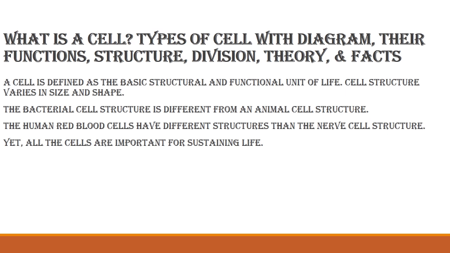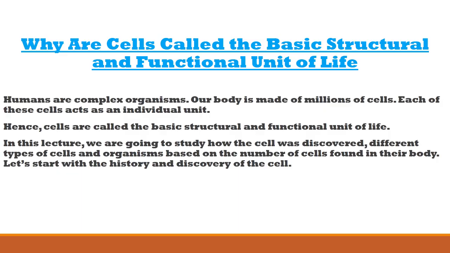So cell is defined as the basic structural and functional unit of life. The bacterial cell is different from animal cell, like RBCs differ from nerve cells. So all the cells are important for sustaining life. But humans are complex organisms and our body is made up of millions of cells. Each of these cells act as an individual unit. Hence, cells are called the basic structural and functional unit of life.